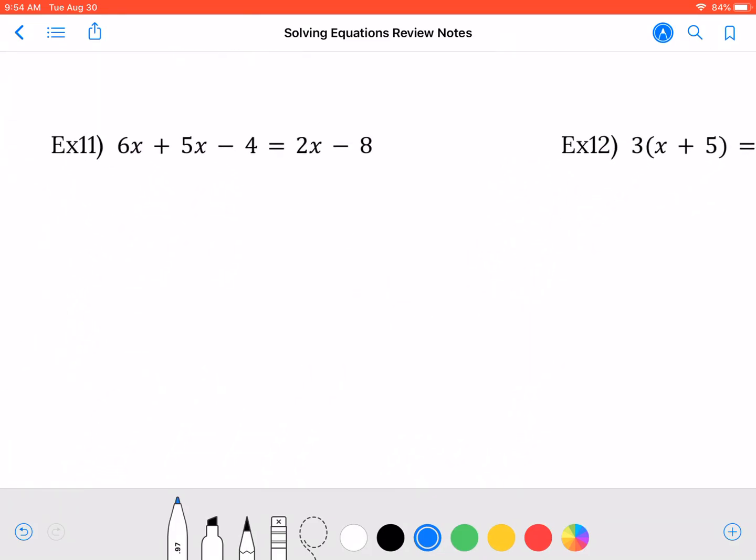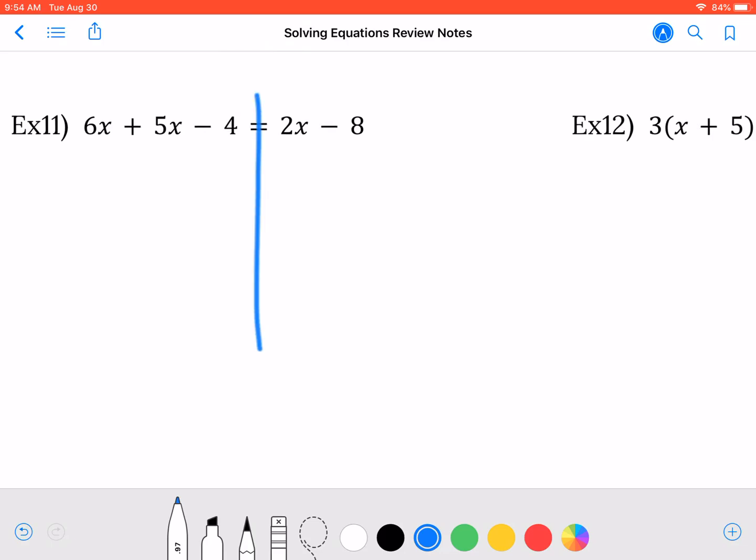Okay, next one. Now we're getting into where we need to combine some like terms first. So look on each side and see if there's anything you can combine. So on here I'm going to combine this 6x and 5x. Those are like terms, so they're going to combine together. And now I'm going to gather my variables on the same side like I was doing on the last couple problems. So subtract 2x from both sides.